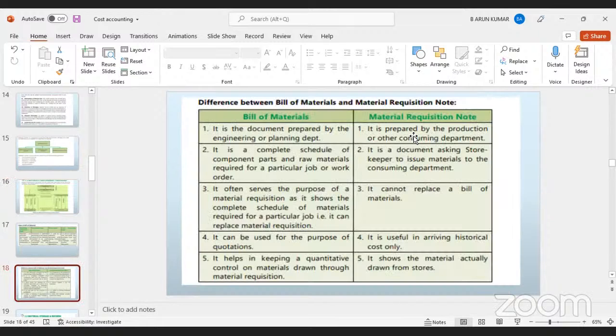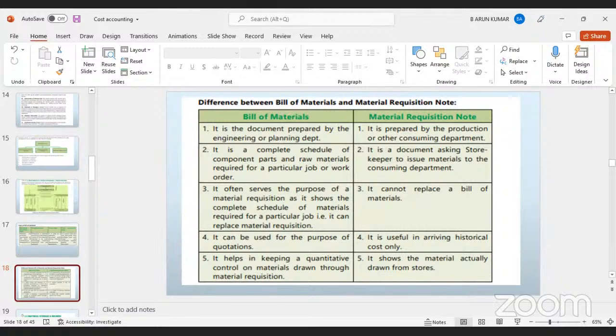In the material requisition note, the department that wants the material prepares it, that is, the production and other consuming departments. It covers the material which department is consuming. So based on that, we prepare the material requisition note. In bill of materials, it is a complete schedule of component parts and raw materials required for a particular job or work order.